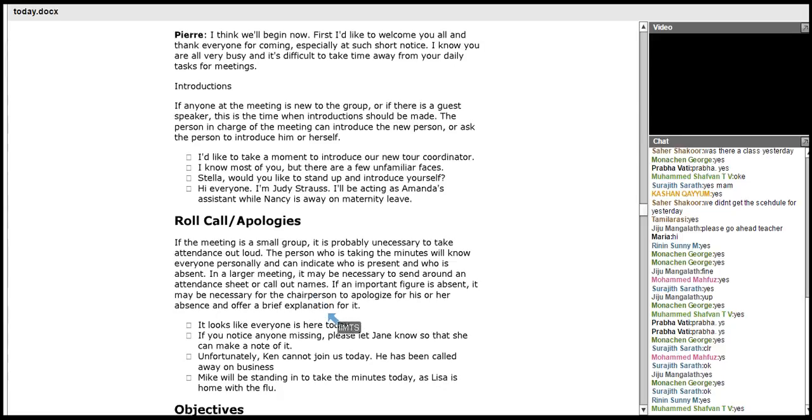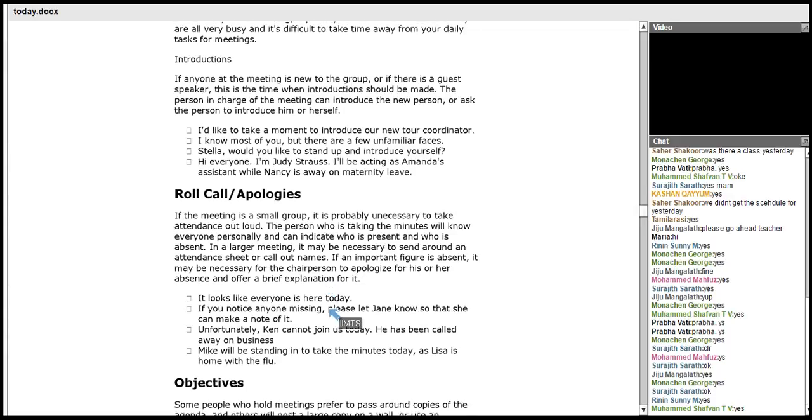So why do they need to fill the attendance sheet? So that in case someone is absent, every person has some role to play in that meeting. So if someone is absent, the chairperson will have to apologize for his or her absence. Right? So that's why attendance can either be taken verbally or an attendance sheet can be passed on from one person to another person. Right?